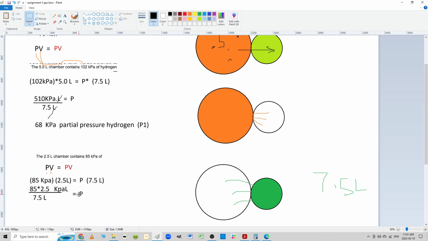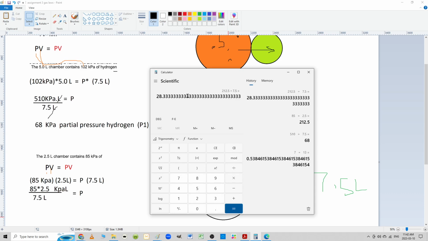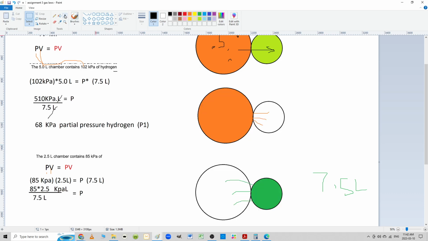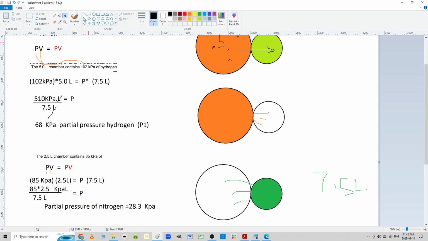So essentially, I got P all along by dividing both sides by 7.5 liters. So I get 85 times 2.5, and then I divide it by 7.5, the new volume of the system. And I get this, 28.33 repeating, which means the partial pressure of nitrogen is equal to that. And notice that the liters cancel, and I'm left with kilopascals as a unit. That's why you keep the units around, just to make sure you did the right cancellations. Well, this is partial pressure 2.